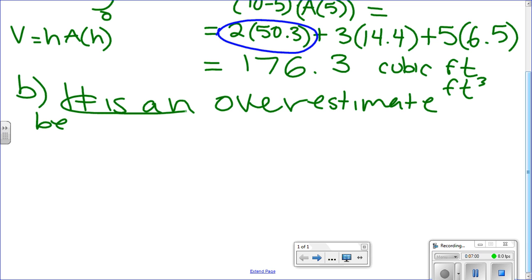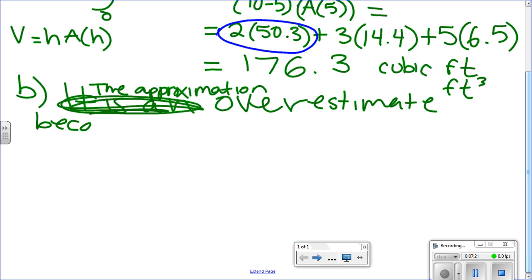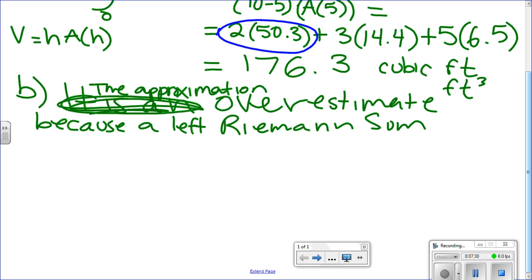You could say, if you want to get more technical, the approximation. Are we allowed to say it though or no? I think either way it will be fine. I mean, actually, the "it" is from the answer. Yes. Alright. Overestimate because they left Riemann sum was used.